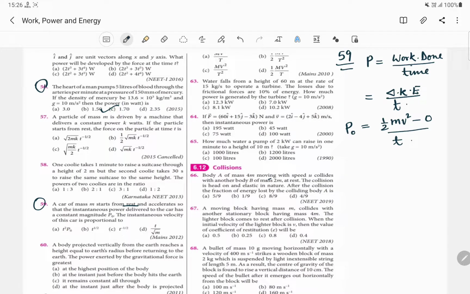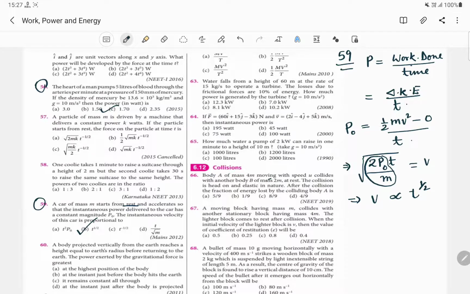Divided by time t, we can put the value as 2 p naught t divided by m, and this will be equal to v square. If we remove the square, then the velocity is proportional to root of 2 p naught t over m. Here p naught is constant and m is constant, so our velocity v will be directly proportional to t raised to power half. Square root means power half. Our answer will be option number B.